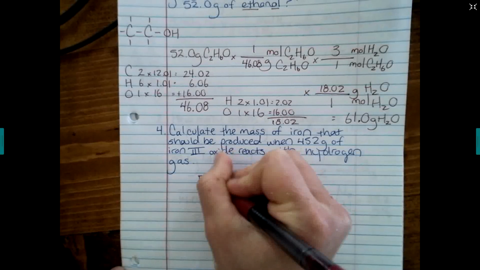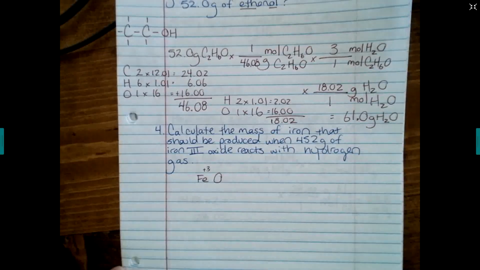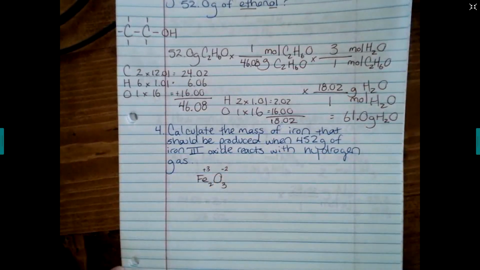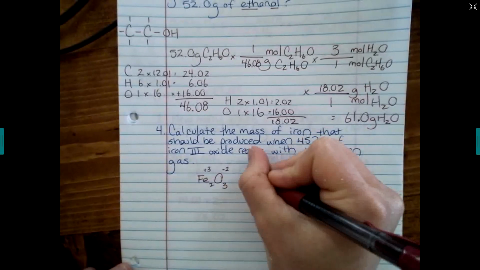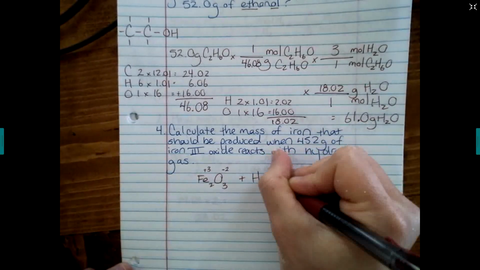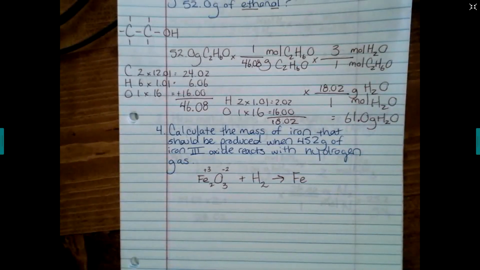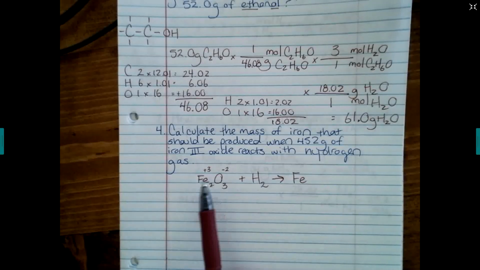So iron 3 oxide, remember that 3 is a plus 3. Oxide is -2. So we cross our 2, we cross our 3. And we are reacting that with hydrogen. And one of the products of the reaction is iron. Now, they haven't told you everything, because as you can see, if we leave the equation like this, we are definitely violating the law of conservation of mass, because we don't have oxygen or hydrogen on the other side of the equation. So this is an example of a single replacement reaction where hydrogen took the place of iron.